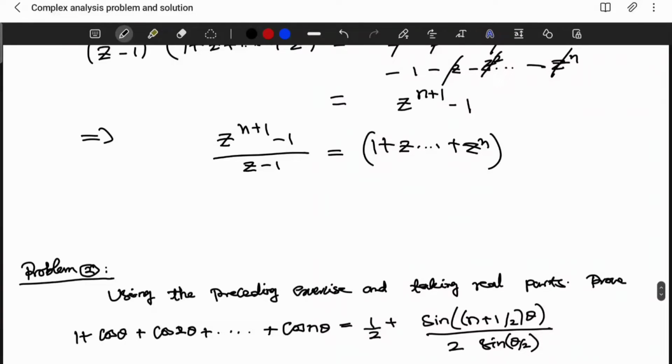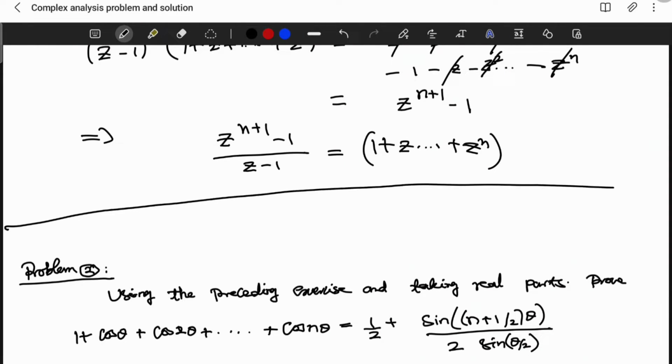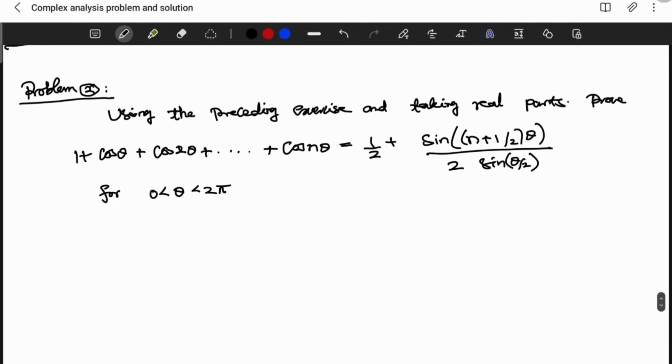Okay, so using this idea, what we are going to do is use the previous problem, taking the real part, to prove this. This is a Serge Lang problem. Again, you can go and see it in his book. So how to do this? We just replace z by e power i theta and take the real part of the sum.